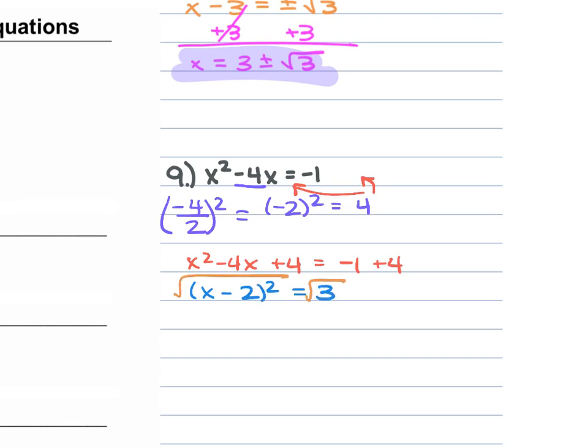Take the square root of both sides. X minus 2 is equal to plus or minus the square root of 3. From here, just add the 2 to both sides, and we get that x is equal to 2 plus or minus the square root of 3.